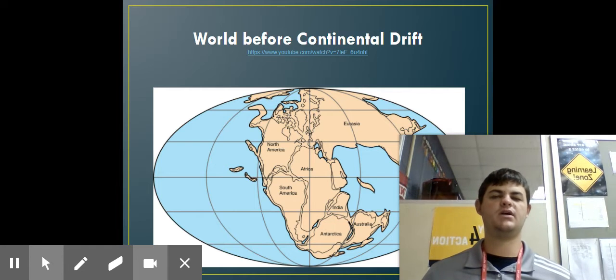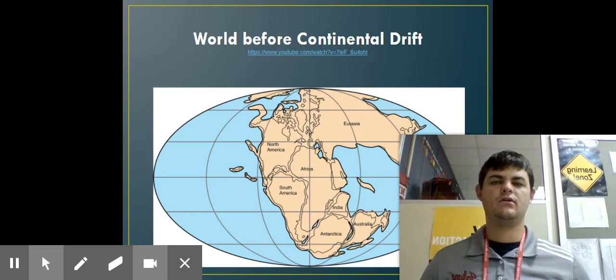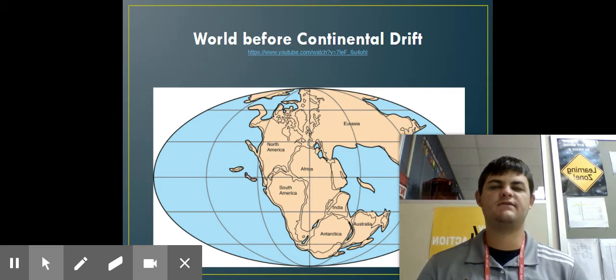The world before continental drift looked something like this. Okay, so it's known as Pangea. It's basically when all of the continents were together as one landmass. For those of you who won't be here for this, I'll post that YouTube video that we're going to watch about Pangea. It's basically just a what if the continents never separated type of video that we'll watch in class.